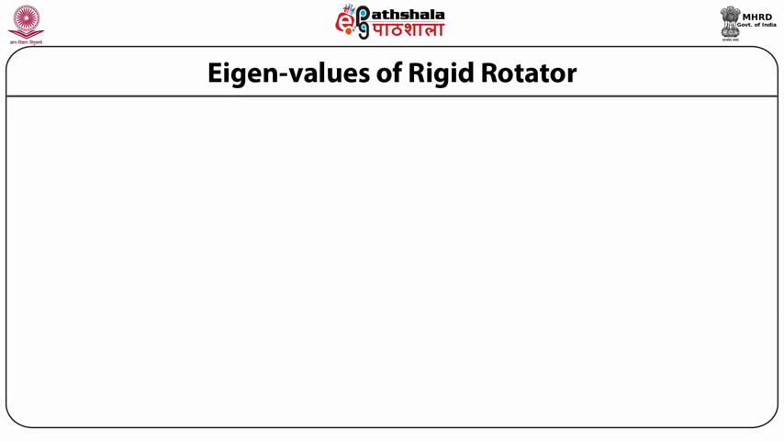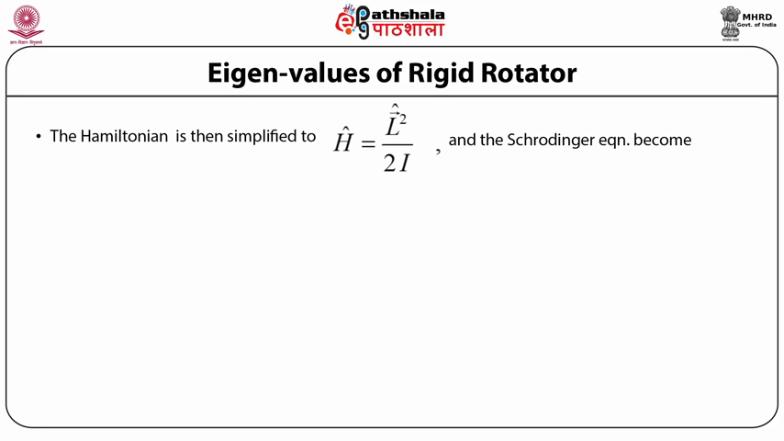Turning over to the situation of a rigid rotator, in which the particle is free except for being constrained to move on the sphere so that the potential V is equal to 0, we are then dealing with the rigid rotator. The Hamiltonian is then simplified. Eigenvalues of rigid rotator.